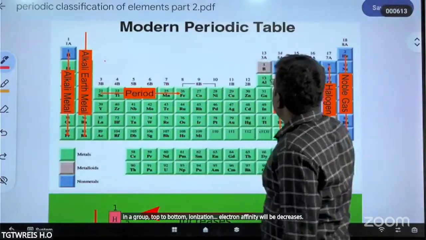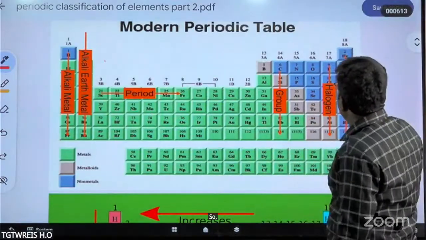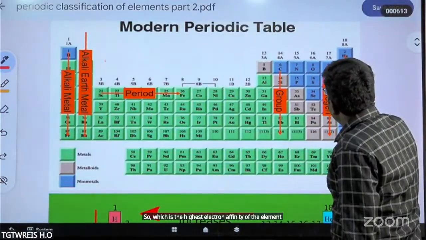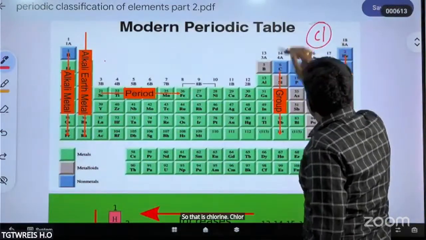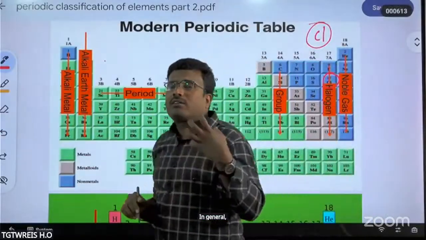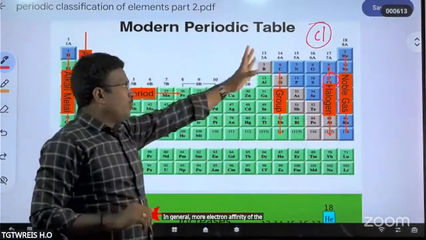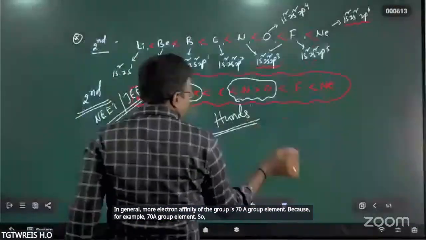In a period, what happened? Quite the opposite. So which element has the highest electron affinity? Most important, that is chlorine. Chlorine has more electron affinity than fluorine. In general, the group with the highest electron affinity is the 7A group elements.